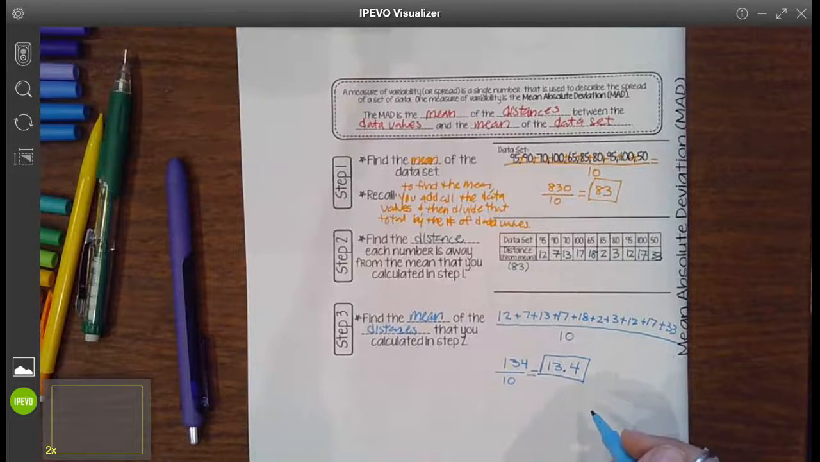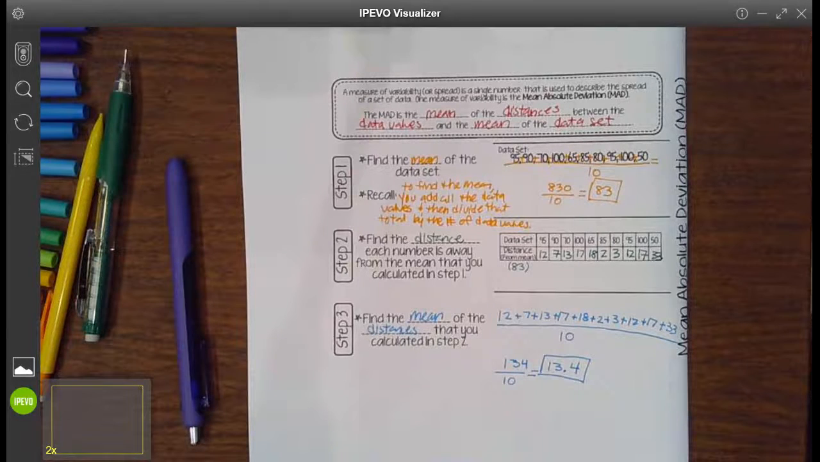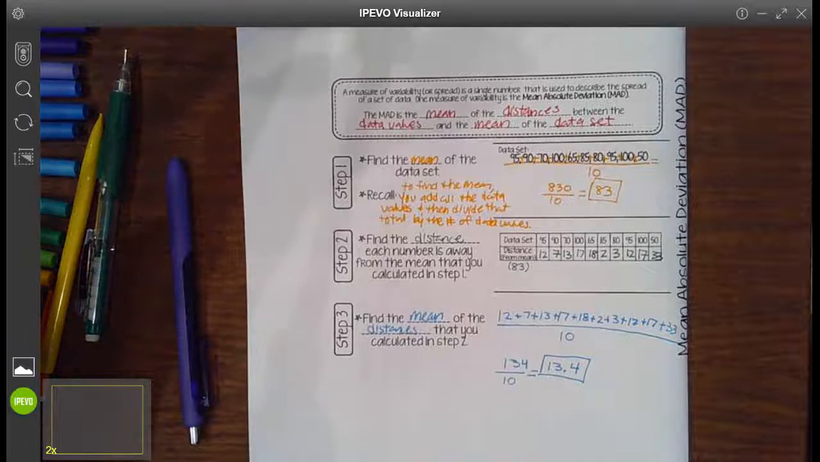The variability you want to be really small, as close to 0 as possible, because that means they're all not really spread out that much. So this is a rather high variability. They're not that close together. You have a MAD value or variability level of 13.4 for this particular data set. And that's how you find the MAD value.